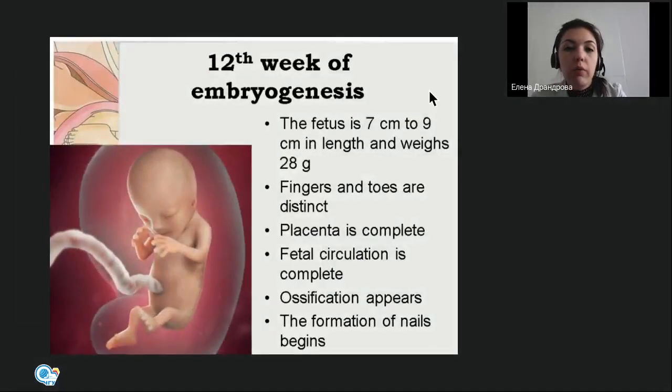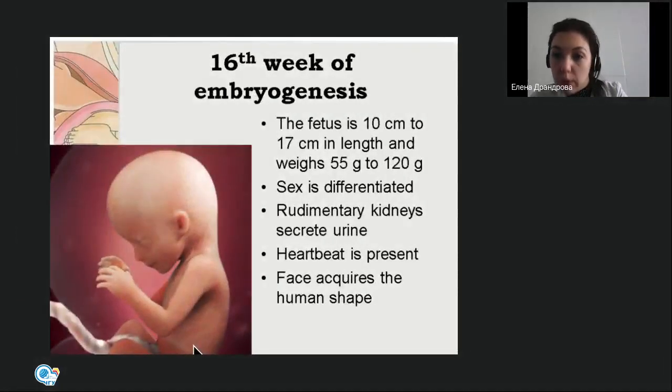On the 20th week of embryogenesis, the fetus is 7 to 9 centimeters in length, and its weight is about 28 grams. We can even distinguish fingers and toes. The placenta, the special provisional organ that gives nutrients and oxygen to the fetus, is complete. And fetal circulation is also complete, so blood vessels and heart. Ossification appears. Some bones, we'll talk about it at the next lecture, are formed from connective tissue, and some of them undergo a stage of cartilage. On the 12th week of embryogenesis, some bones become real bones, consisting of bony tissue. And formation of nails begins on the 12th week of embryogenesis.